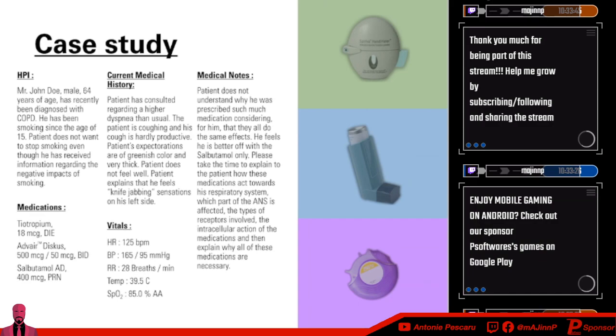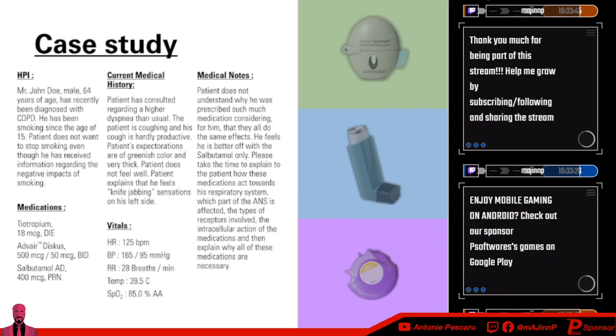The medications prescribed to him are tiotropium, otherwise the brand name known as Spiriva, however you want to pronounce it, I don't really care. 18 micrograms once per day. Advair in discus form, 500 micrograms / 50 micrograms twice per day. It is a combination, and I'm going to get to the combination shortly.